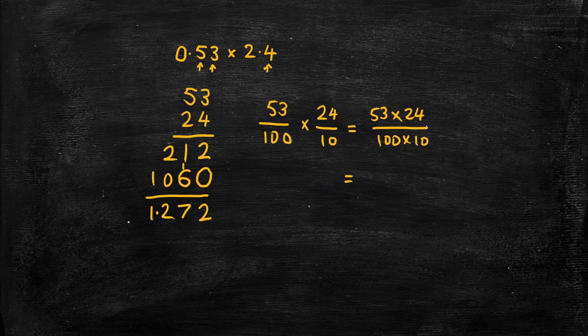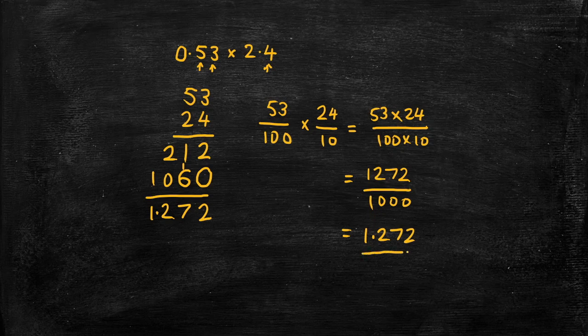53 times 24, well, that was what we did over here. That came to 1,272. And then 100 times 10 is 1,000. And so if we divide 1,272 by 1,000, what we're doing is we're moving the decimal point 1, 2, 3 places. When we're dividing by 1,000, there's 3 zeros in 1,000, so we're moving the decimal point 1, 2, 3 places.